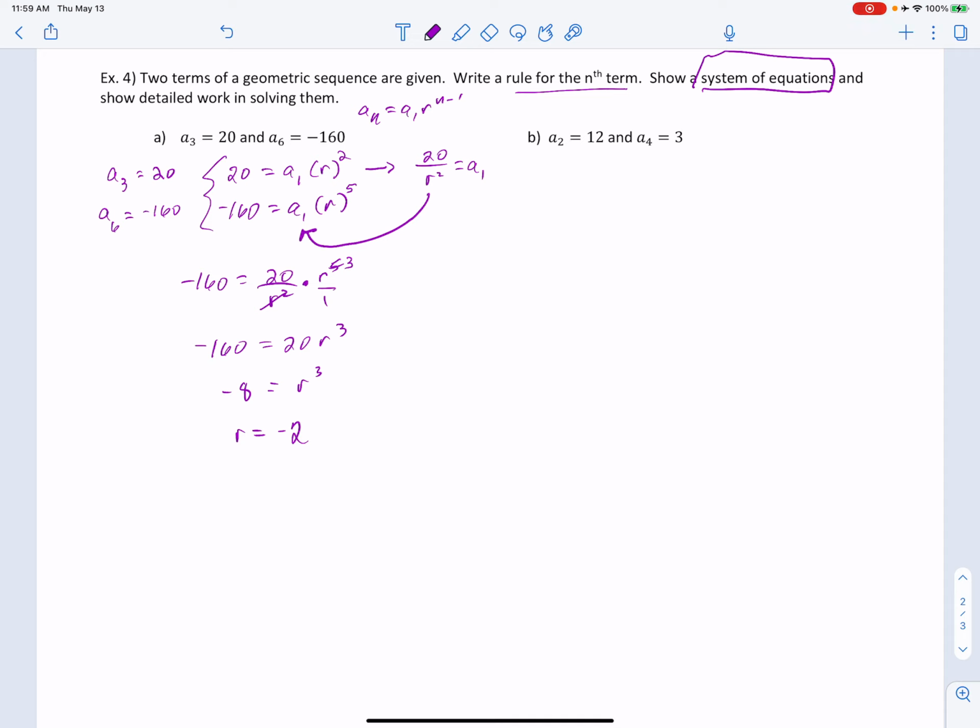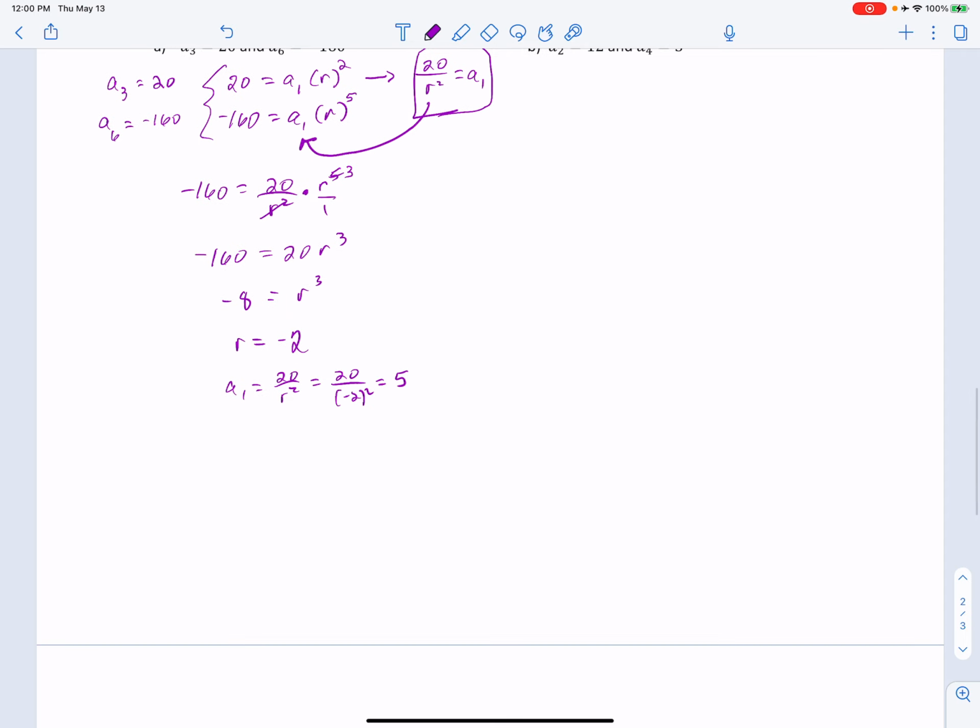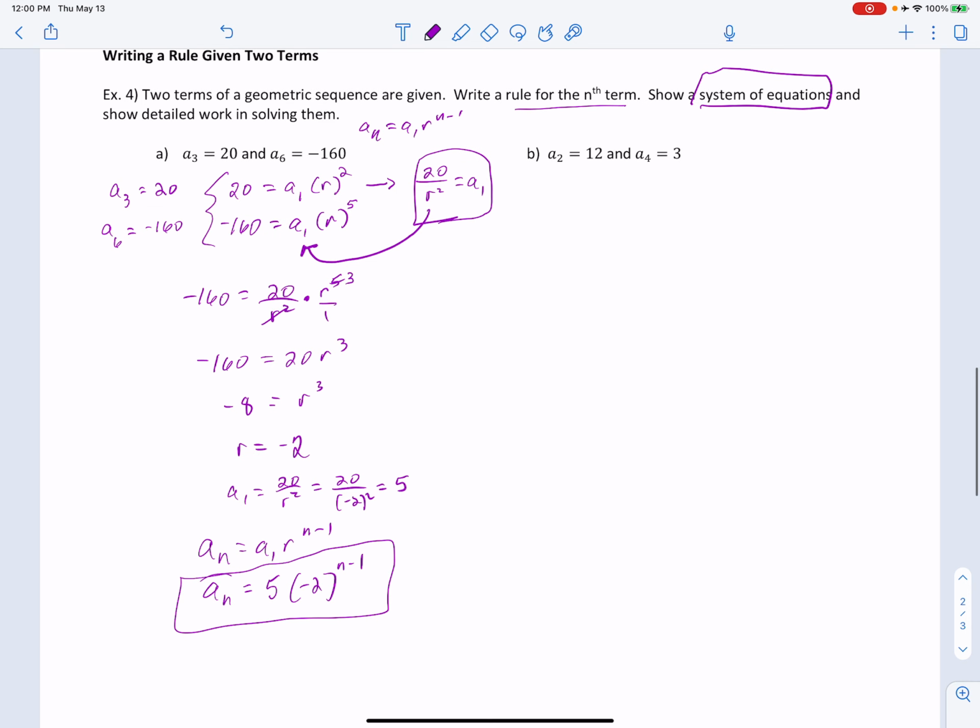So we have r, but we're going to need a sub 1. So I'm going to come back and use this formula up here. A sub 1 is 20 over r squared, which is 20 over a negative 2 squared, which is 20 divided by 4, which is 5. So I have my a sub 1 and my r. So now I'm going to write that general term formula down. And a sub n is going to be my first term, r to the n minus 1. And that negative 2 has to be in parentheses with the n minus 1 on the outside for that to work. And that's it. So let's try that again, because something else happens in part B.